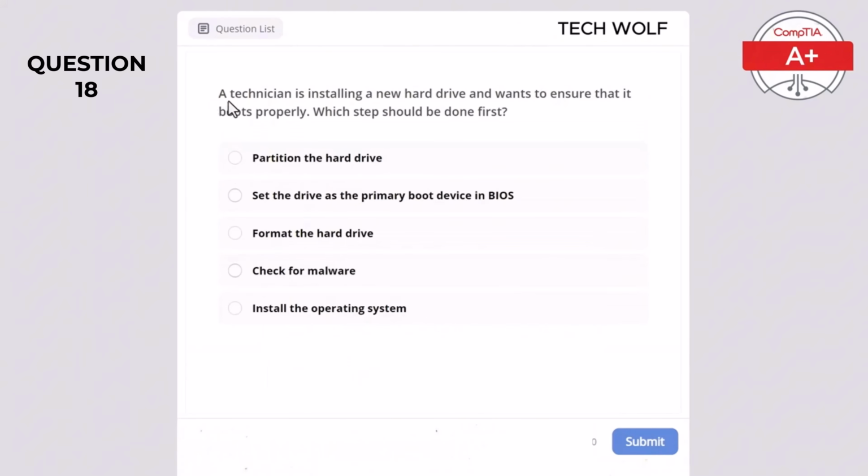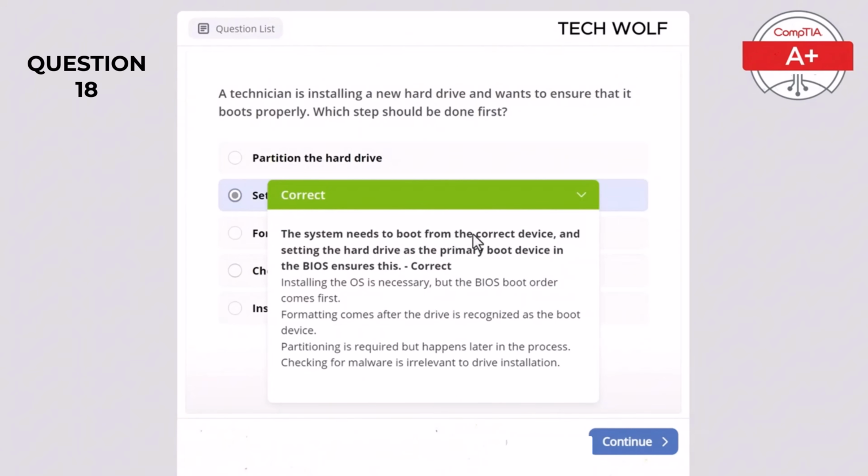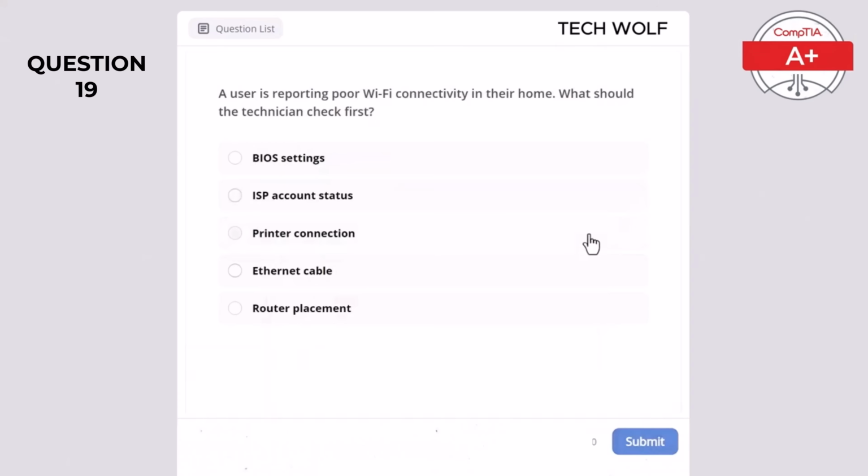Question number 18. A technician is installing a new hard drive and wants to ensure that it boots properly. Which step should be done first? Partition the hard drive, set the drive as a primary boot device in BIOS, format the hard drive, check for malware, or install the operating system. The correct answer here is set the drive as a primary boot device in BIOS. The system needs to boot from the correct device, and setting the hard drive as the primary boot device in the BIOS ensures this.